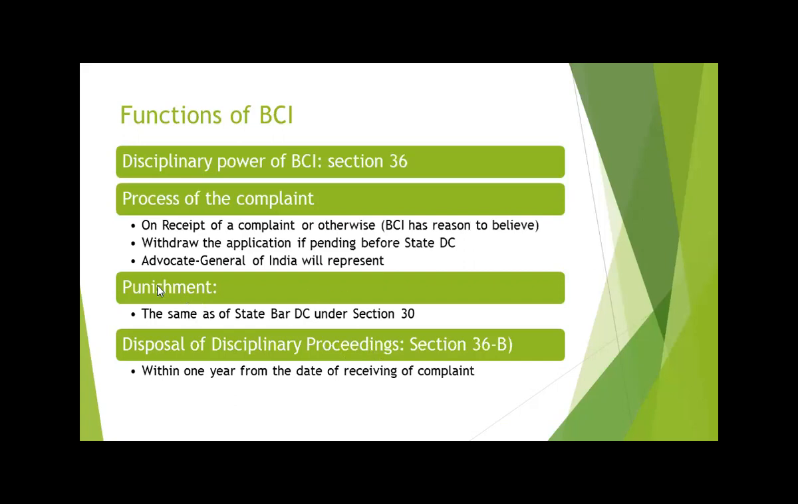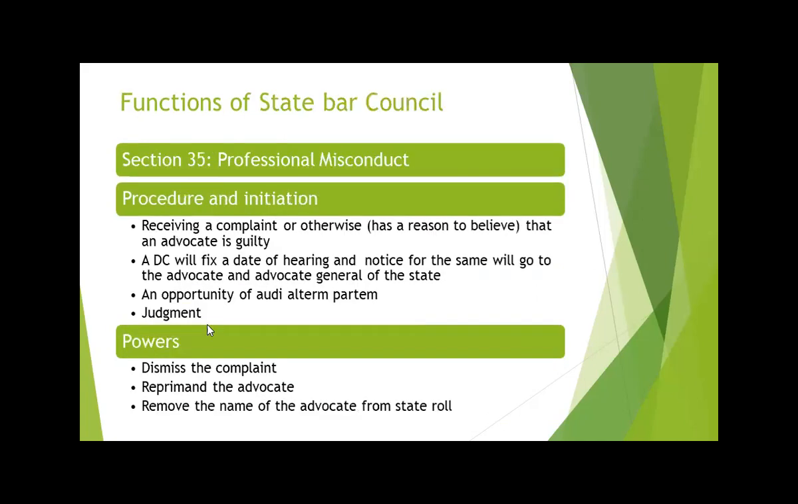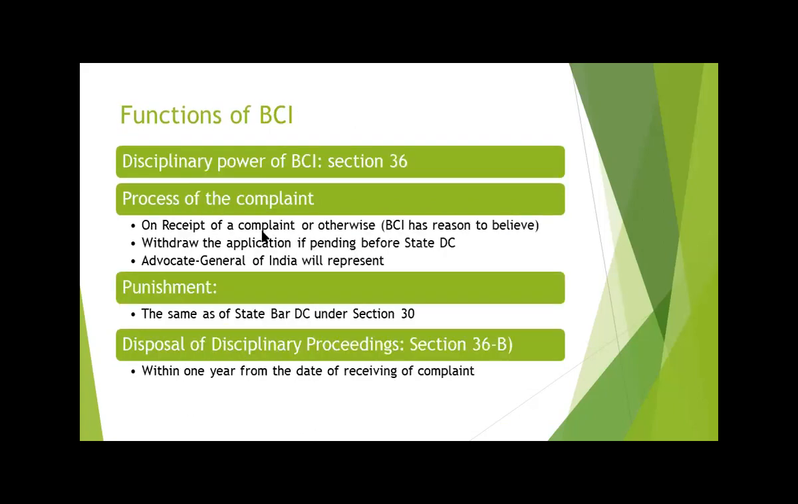Then the next is punishment. The punishments are the same, which we already discussed in the last part. What was the punishment? Dismissal, reprimand, suspension, and removal. The same is with BCI also. It's the same. State Bar Council disciplinary action under section 30. The same punishment BCI can also give.